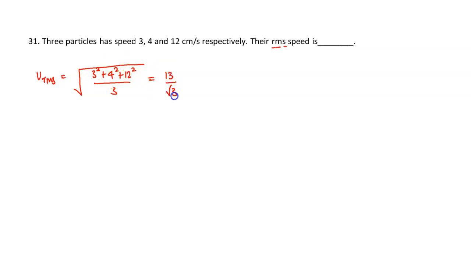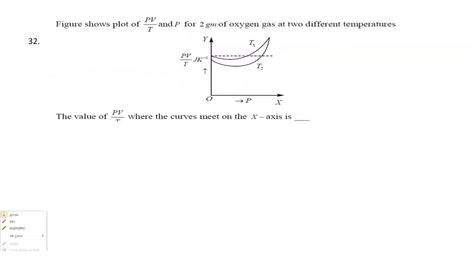So 13 by root 3, the root 3 will be 1.732. See the calculation, this will be approximately equal to 7.505. Units will be in centimeters per second, as all the velocities are in centimeters per second. Let us see the next question here.